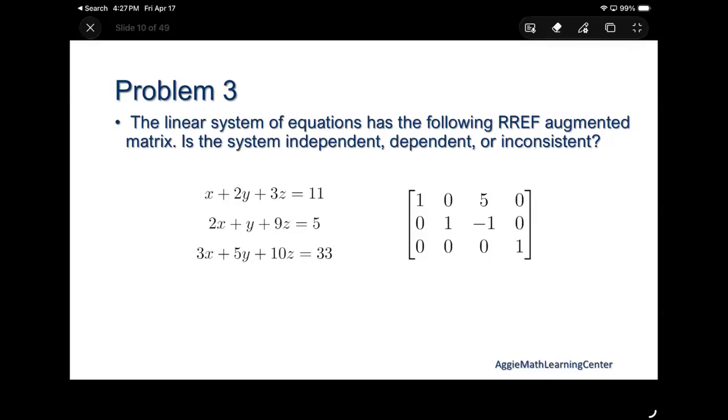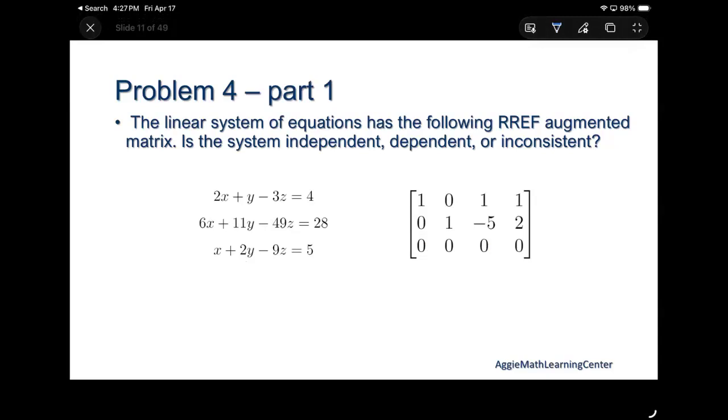Inconsistent. Do you agree? I concur. Wonderful. I agree. I know that because if I were to write this out, I would have 0x plus 0y plus 0z equals 1. And that's impossible. So this is an inconsistent system.